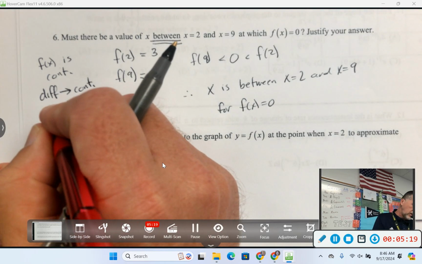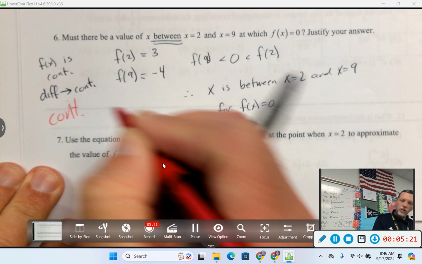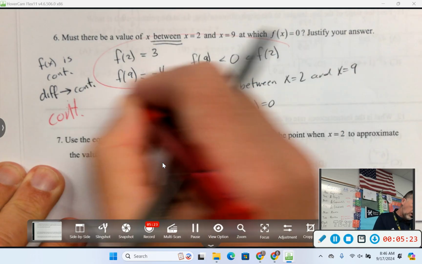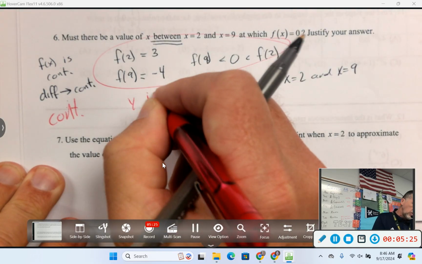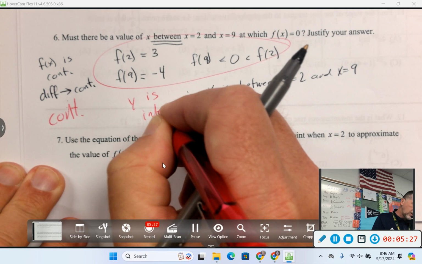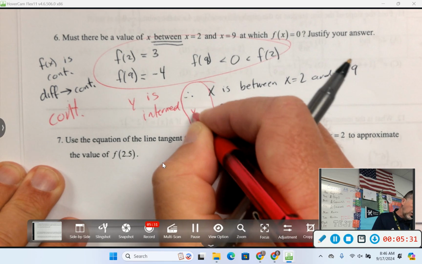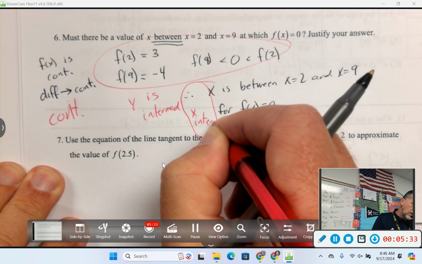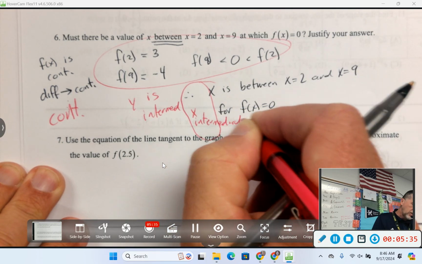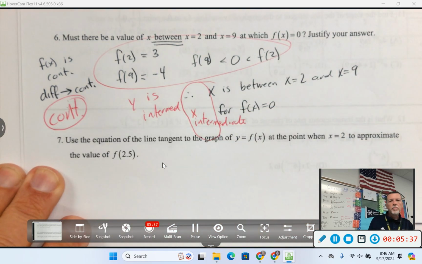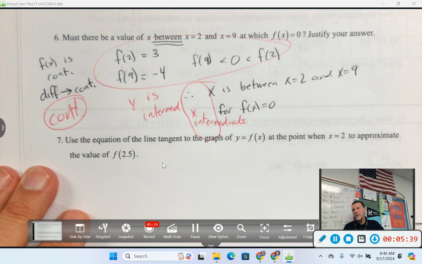IVT is continuous, and then y is intermediate, therefore x is intermediate. Like, there's your 3 basic steps for IVT. The function is continuous, the y value is in the middle, therefore the x value is in the middle.